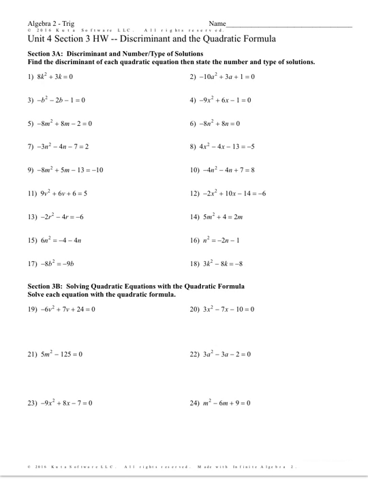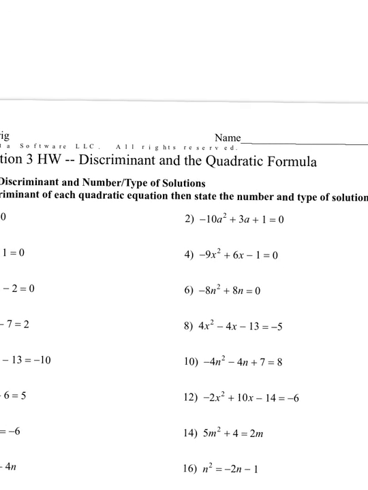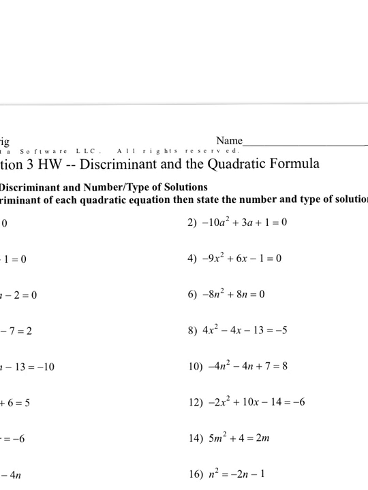In section 3 of Unit 4, we're going to look at the discriminant and the quadratic formula. Okay, let's define what the discriminant is. So the discriminant is b squared minus 4ac.